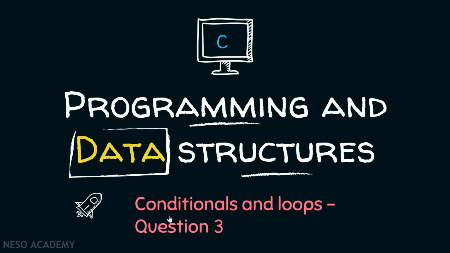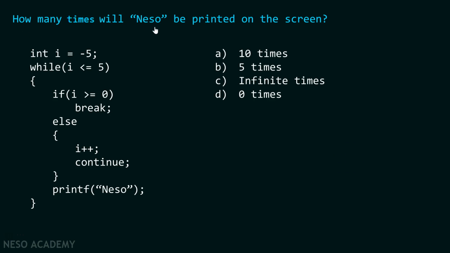Let's consider one more problem related to conditionals and loops. So let's get started. How many times will NASO be printed on the screen? Is it A, 10 times? Is it B, 5 times? Is it C, infinite times? Or is it D, 0 times?